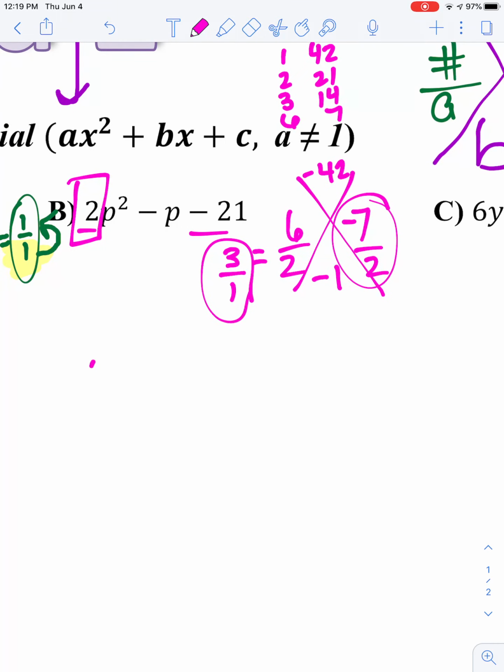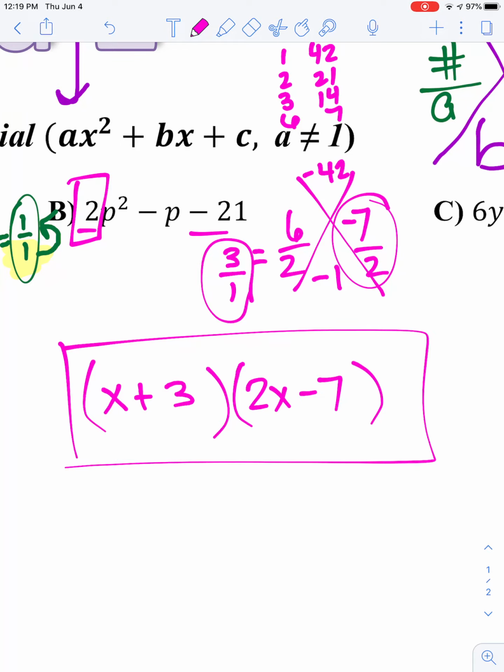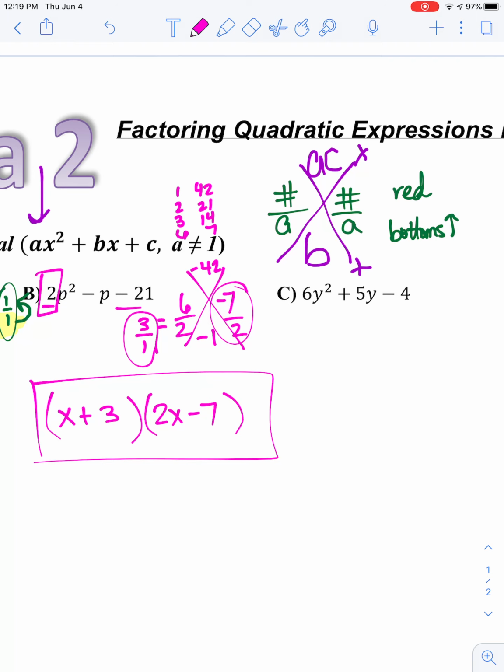So now that I have my two fractions reduced, I can set up my two sets of parentheses. I'll start with 3 over 1. I take the bottom, which is a 1. I multiply that by x, which is just x, and then I add the top, which is 3. So x plus 3. Over here, I take the bottom times x, so 2 times x, and then minus 7. There's my answer. You can check your answer here by using FOIL.